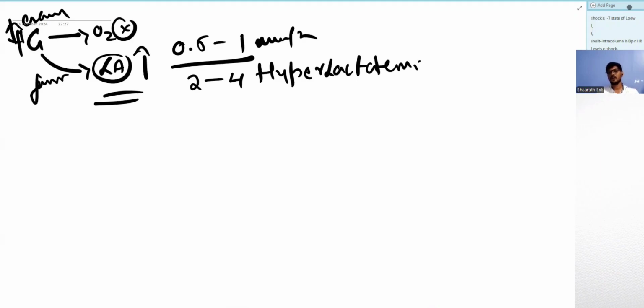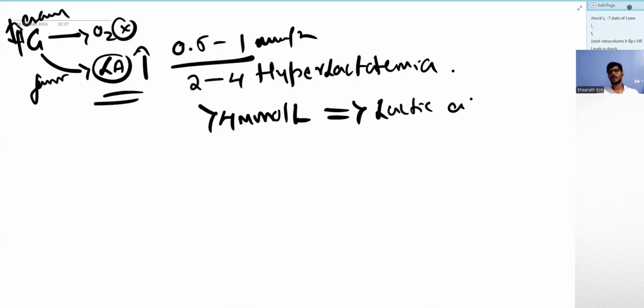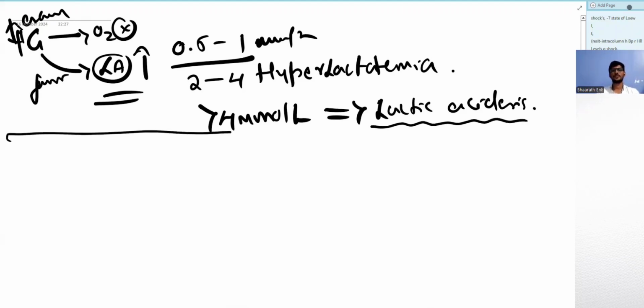Now, when this lactic acid becomes more than 4, that is associated with acidosis, that is called lactic acidosis. Right? Hyperlactatemia is not associated with lactic acidosis, but when it reaches 4, it is associated with lactic acidosis and it is considered to be significant. Now, along with that, you also need to understand base deficit.